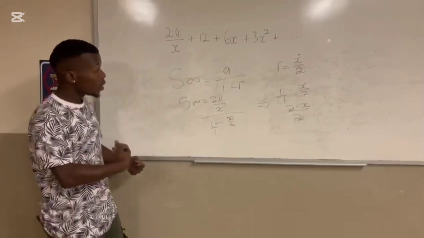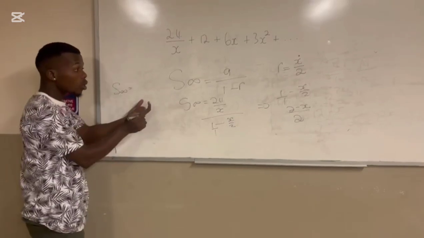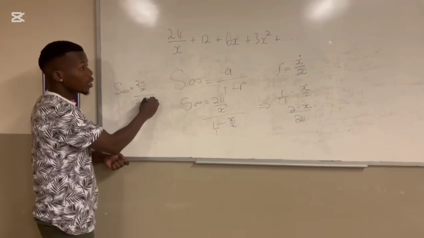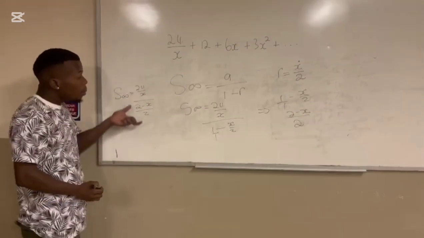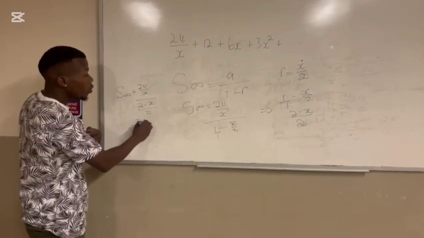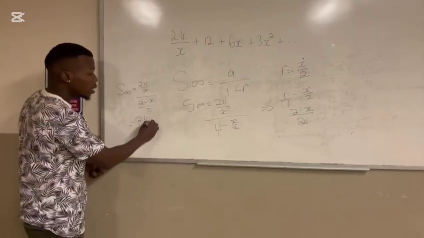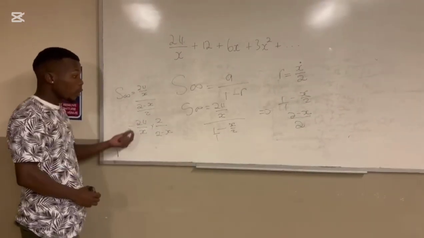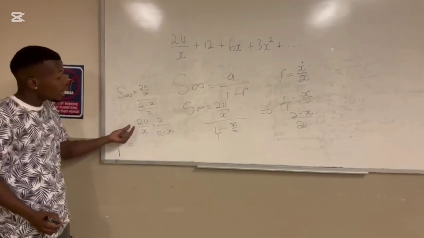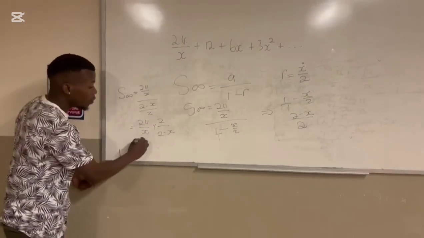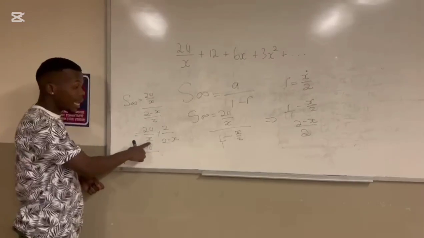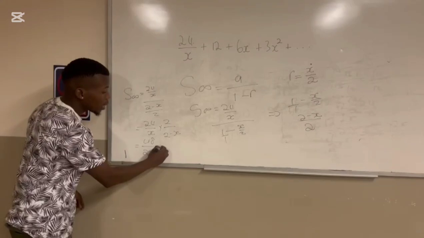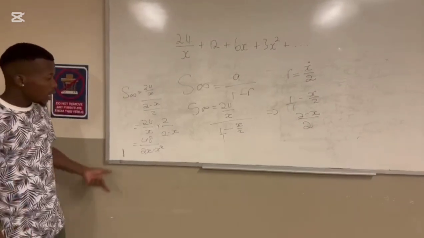Now it tells me that I have sum of infinity equal to 24 over x divided by 2 minus x divided by 2. Remember, this is the same as saying 24 over x multiplied by 2 over 2 minus x. What is 24 multiplied by 2? This is 48. Meaning I have 48 divided by x multiplied by 2, which is 2x, and x multiplied by minus x, which is minus x squared.